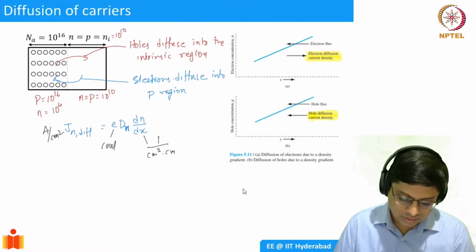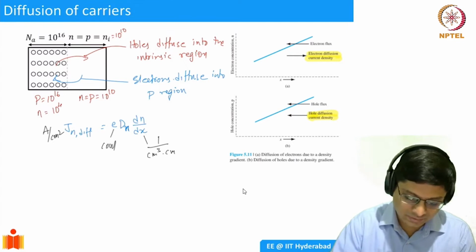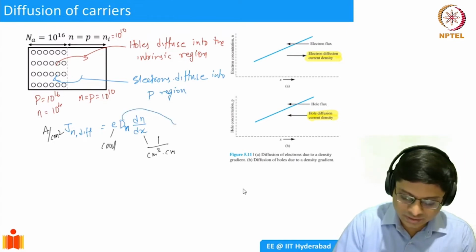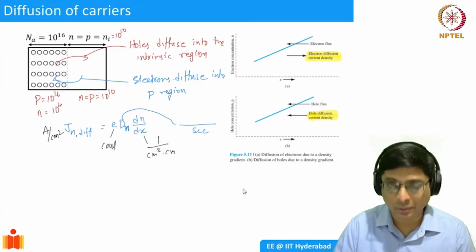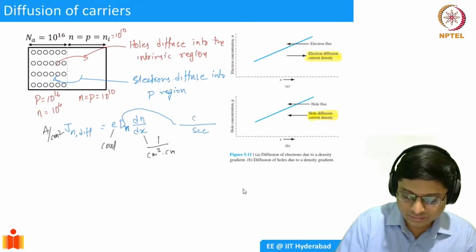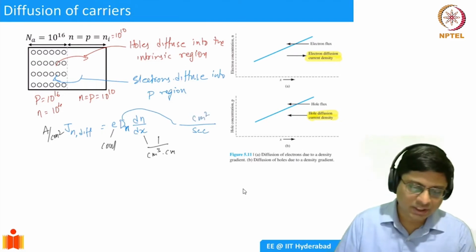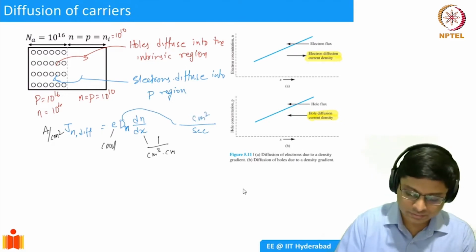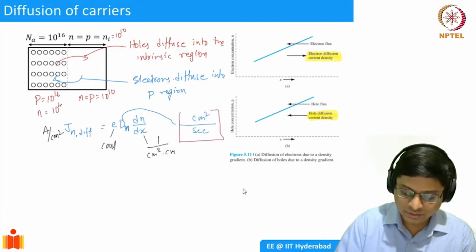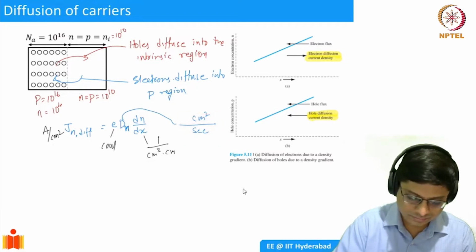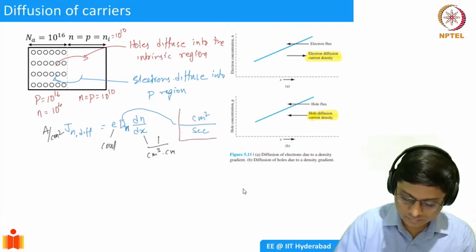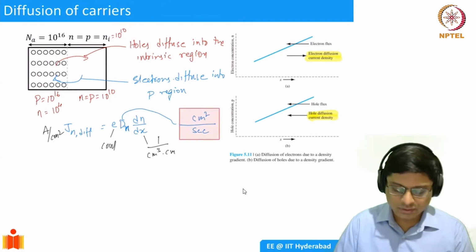So D has to have, in the denominator, a second, because coulombs per second is going to give an ampere, right? And then on the left hand side you have centimeter square, on the right hand side you have centimeter power 4, so it has to be centimeter square. So the diffusion coefficient has units of centimeter square per second. Yeah, so these are the units.